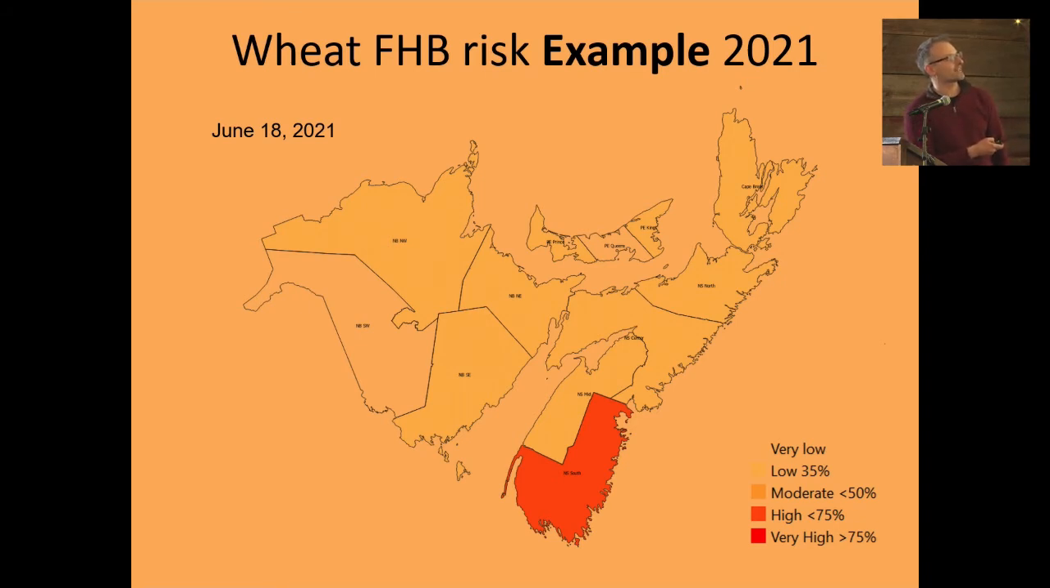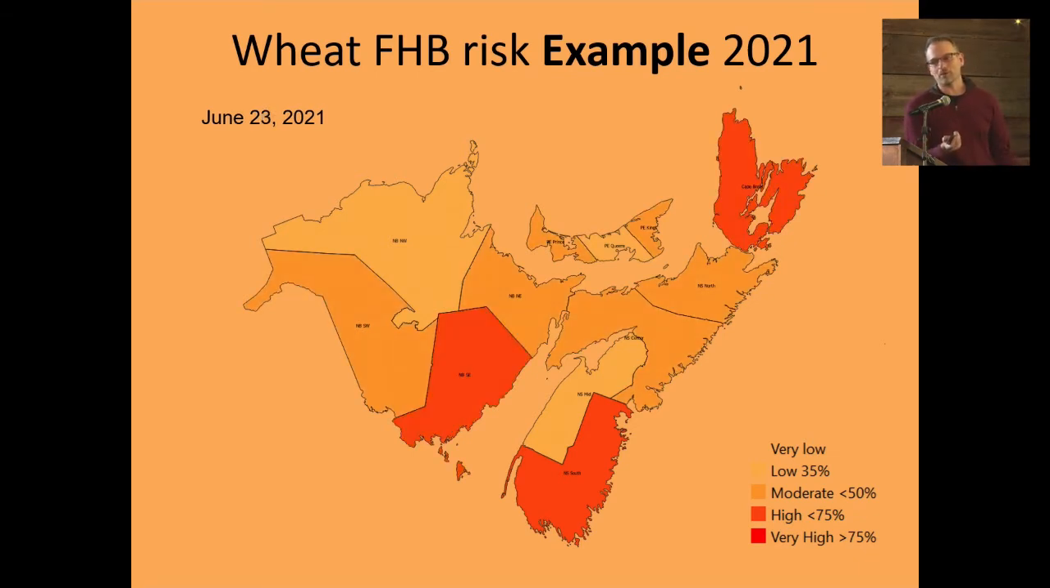On this date, the model would have predicted that risk was very low in Queens County, low in most of the Maritimes, and high in southern Nova Scotia. One thing you'll notice on this map is that it's always high in southern Nova Scotia. We picked the Yarmouth weather station, and apparently it's always humid down there. Every day, no matter what. So in the future we're going to pick a different weather station to represent that region.